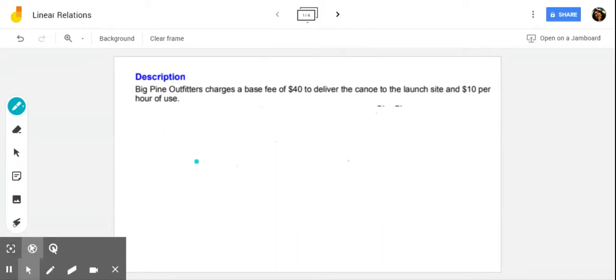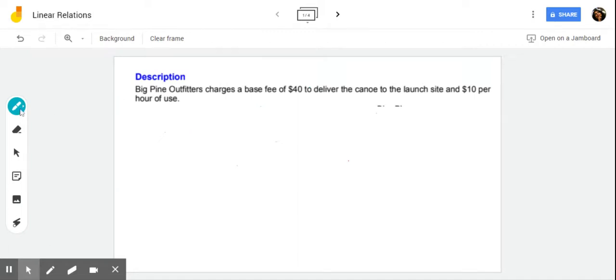Hi, everyone. We're going to do an example of taking some words and putting it into a table of values, a graph, and an equation. So let's get started. It says Big Pine Outfitters charges a base fee of $40 to deliver the canoe to the launch site and $10 per hour of use.